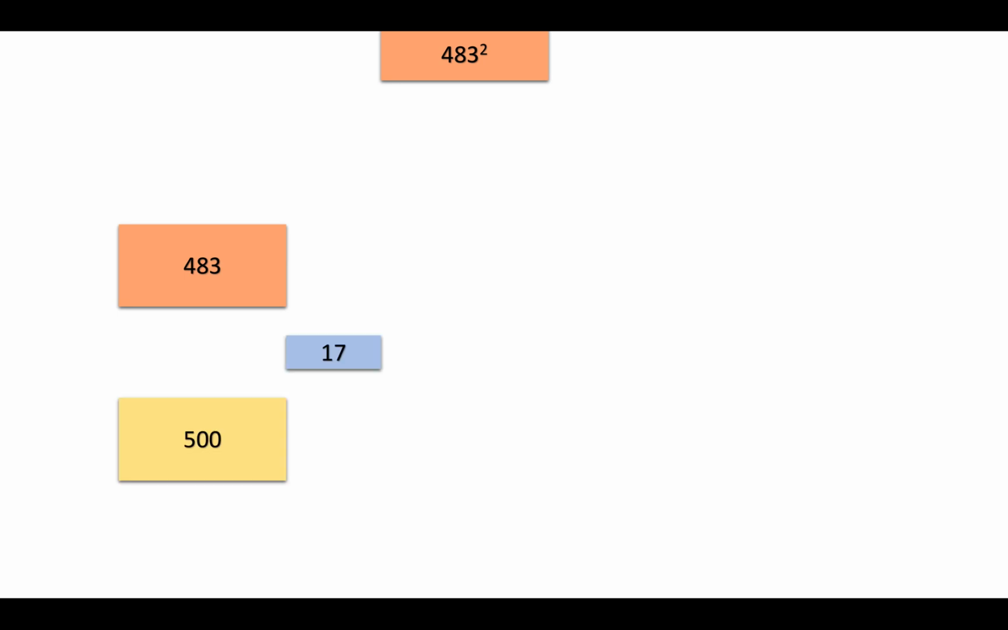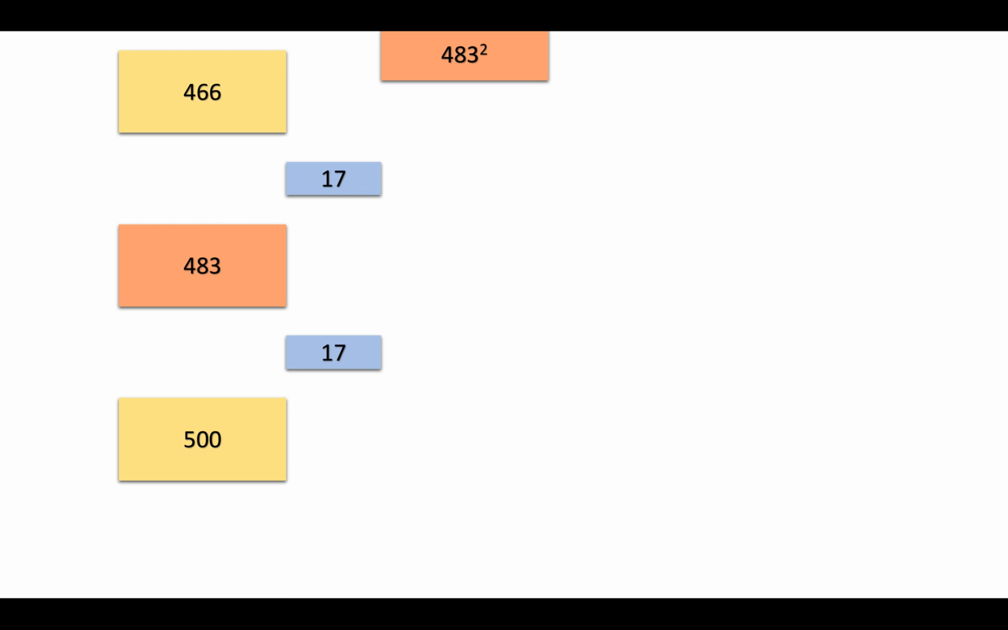Now we'll do 483 square. So 483 square, the closest number to multiply with, which is easy, is 500. Difference is 17. Go 17 below 483, you get 466. Okay. Now multiply 466 and 500. Again the same thing. For multiplying by 500, divide by 2 and then multiply by 1000.